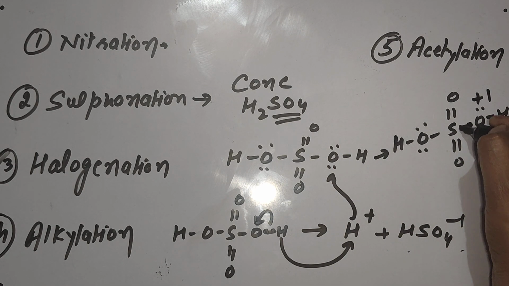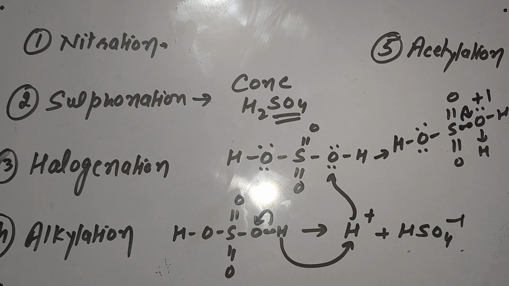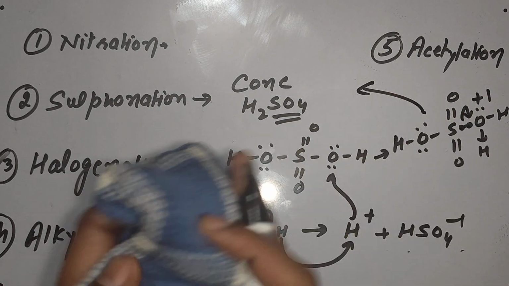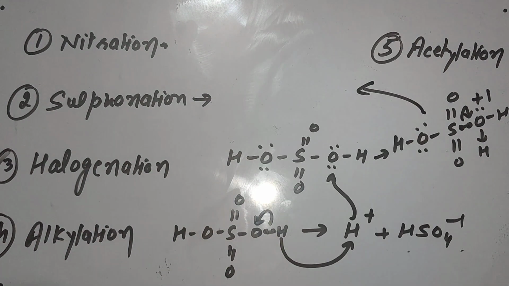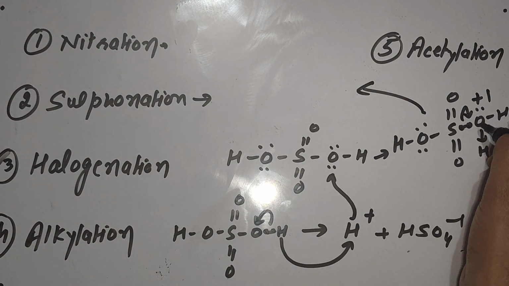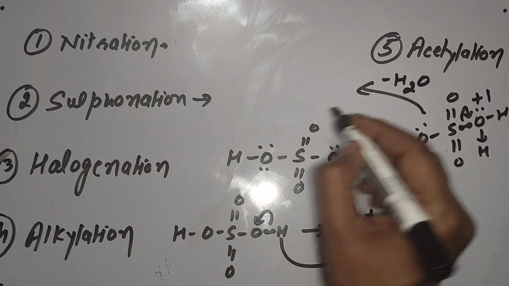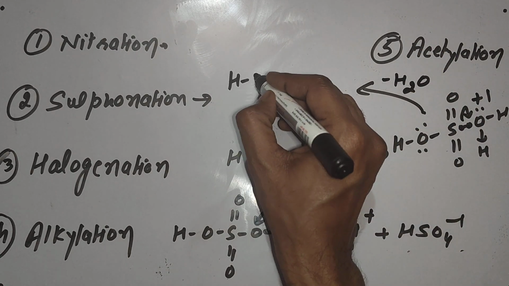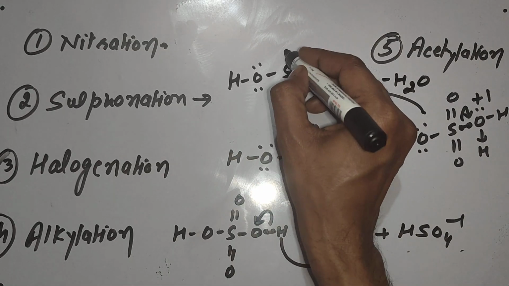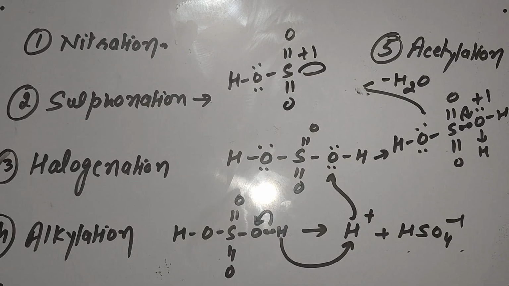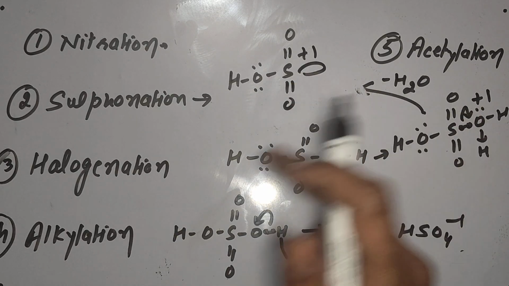In this condition, it will become unstable. It will break the bond from sulfur. Now next what will happen? Here I am drawing. The bond between oxygen and sulfur will break. Both electrons will shift toward oxygen. H2O will be released out. And this sulfur will become a +1 charge particle because one electron is gone with oxygen.